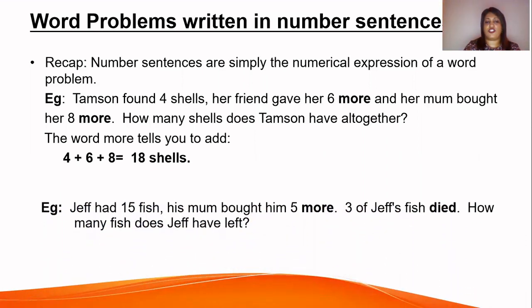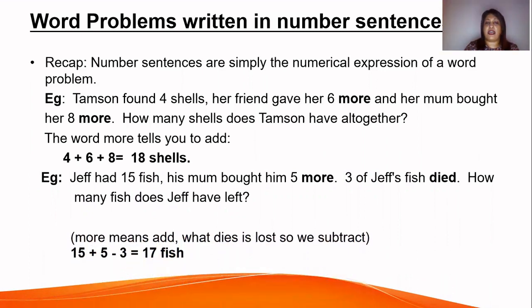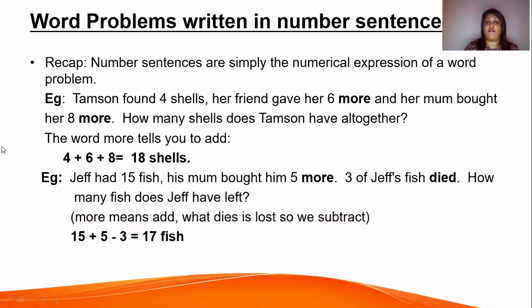Jeff had 15 fish. His mom bought him 5 more. 3 of Jeff's fish died. How many fish does Jeff have left? Now remember, your operation sign does not have to be the same. So the word more tells me that I've got to add. There's the word more here, so I've got to add 5 more.